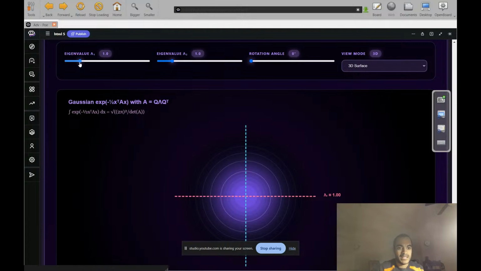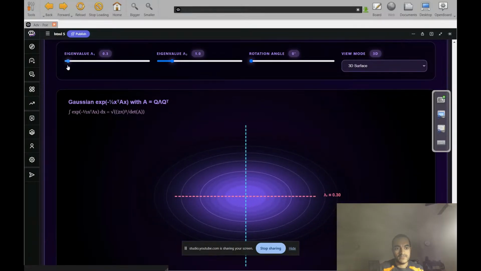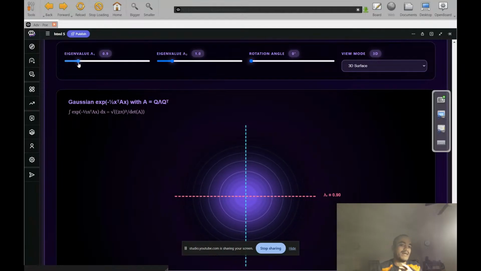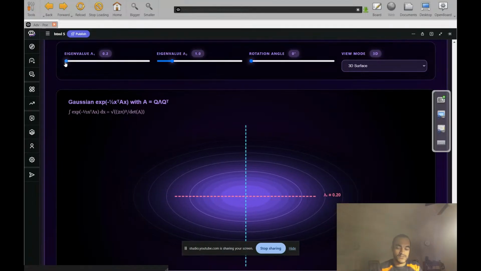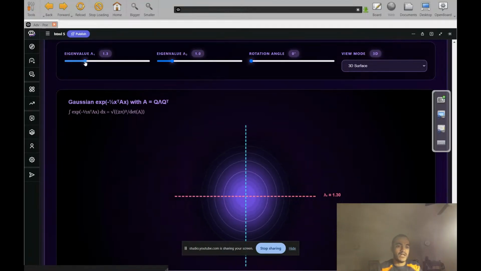If I vary my lambda, my eigenvalue, the sections become narrower or wider. When lambda gets less than 1, the eccentricity is obviously increasing. When lambda gets greater than 1, the eccentricity is decreasing. Same for lambda 2. You can vary lambda 2 as well, giving a different type of eccentricity based on the major and semi-major axes, if you know about ellipses.